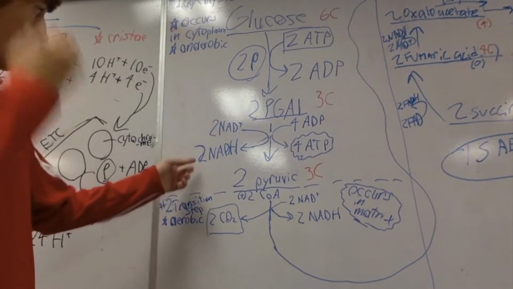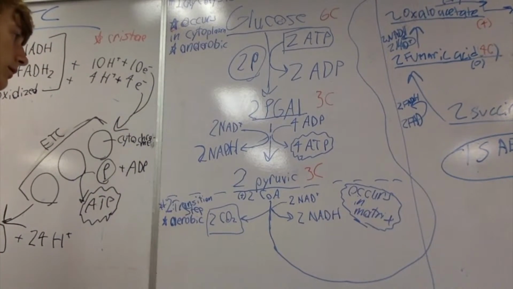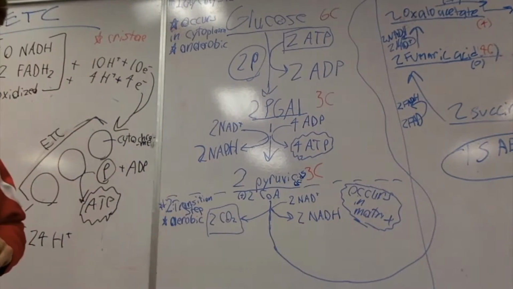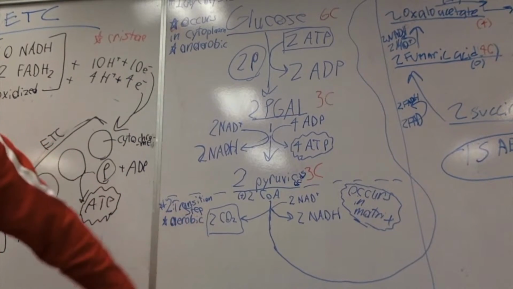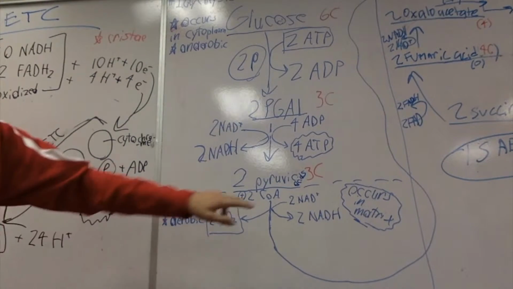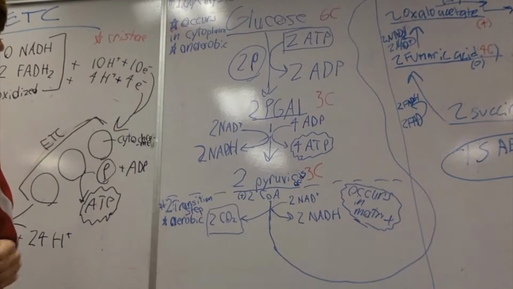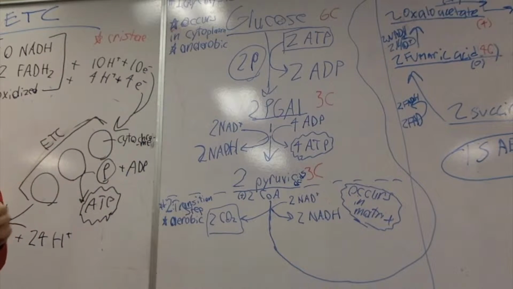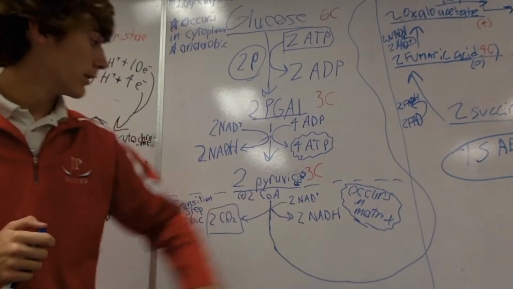And then it goes into 2 pyruvic acids. Okay, and it combines with 2 coenzymes, and 2 carbon dioxide are released into the atmosphere, and the 2 NAD plus turn into 2 NADHs, and they act as a hydrogen acceptor. So it's the transition step, and it occurs in the matrix.